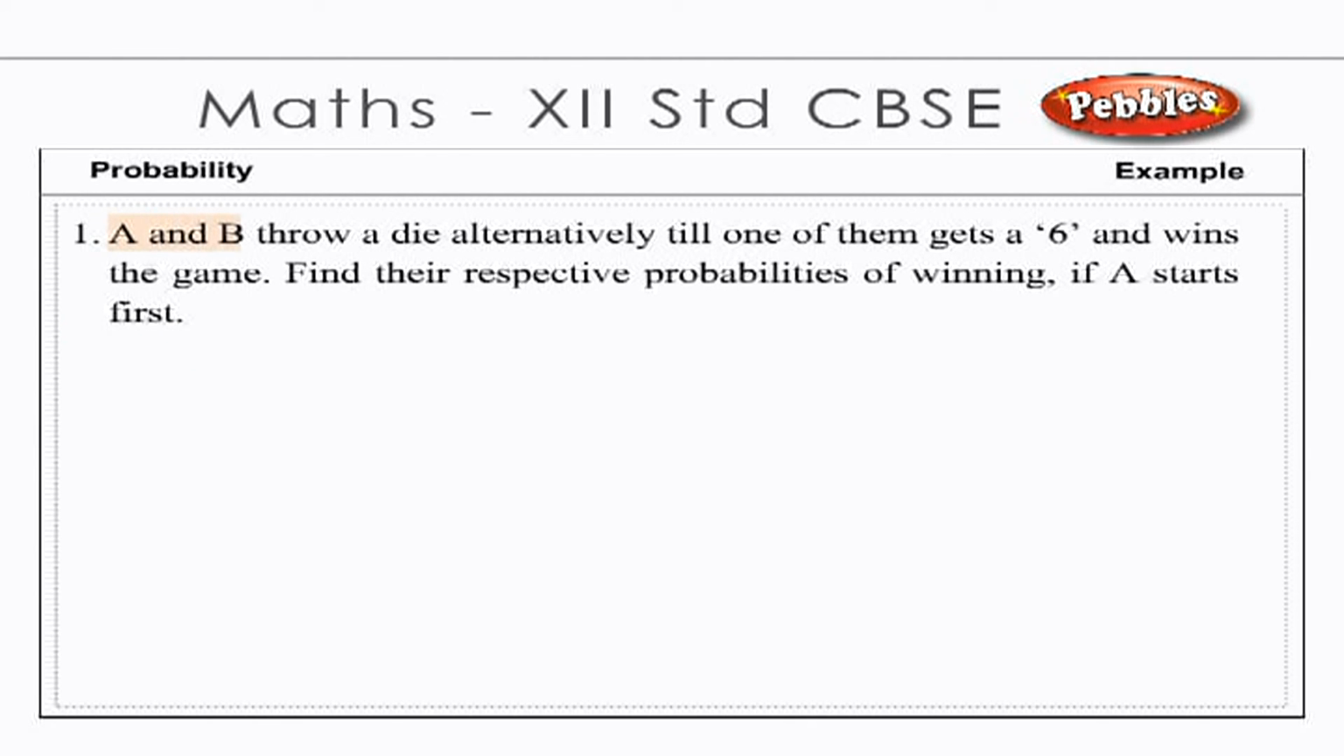Example. A and B throw a die alternately till one of them gets a 6 and wins the game. Find their respective probabilities of winning if A starts first.